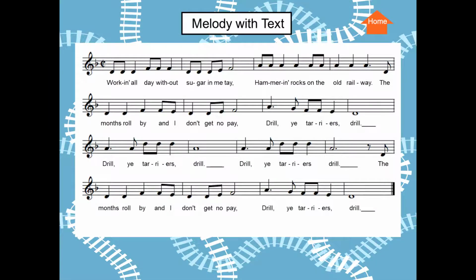Now that we've learned about the dotted quarter note and the single eighth note, let's take a look at Drill Ye Tarriers and find where we can see that rhythm here. If I look through the first line, I can see the dotted quarter note rhythm right here at the end of the line. It happens again in the second line, right where we start singing Drill Ye Tarriers.